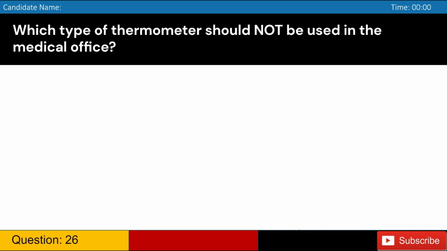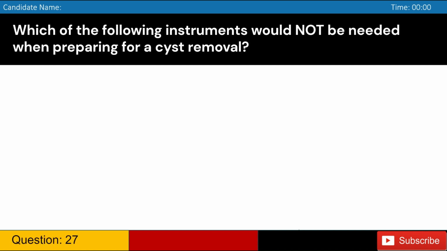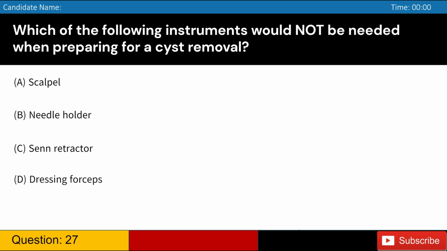Which type of thermometer should not be used in the medical office? A. Digital. B. Disposable. C. Glass. D. Infrared. E. Tympanic. Answer: C. Glass. Which of the following instruments would not be needed when preparing for a cyst removal? A. Scalpel. B. Needle holder. C. Senn retractor. D. Dressing forceps. E. Speculum. Answer: E. Speculum.